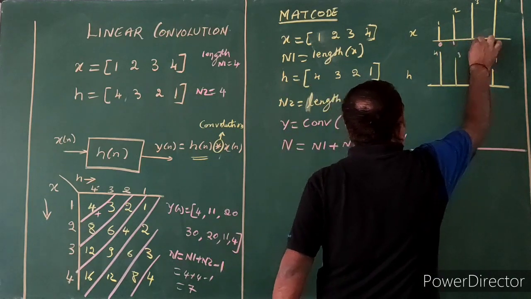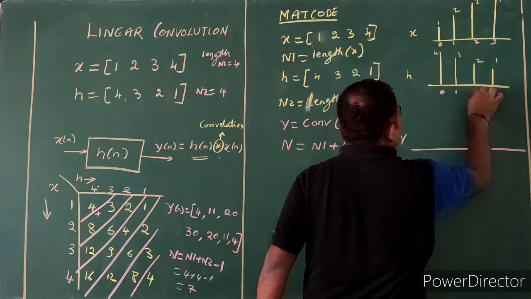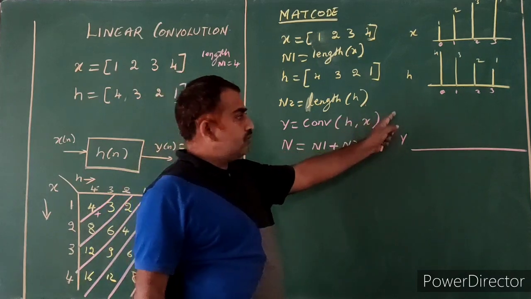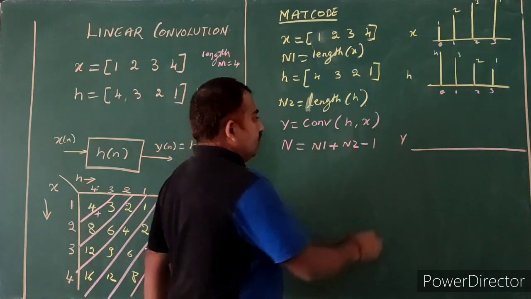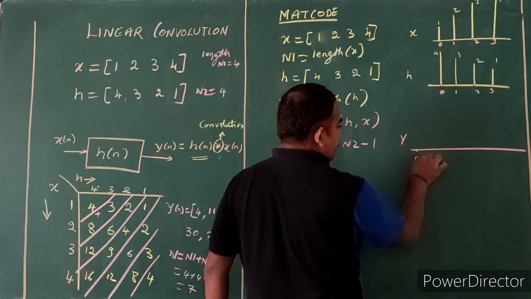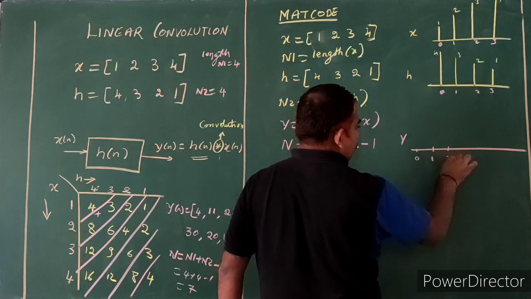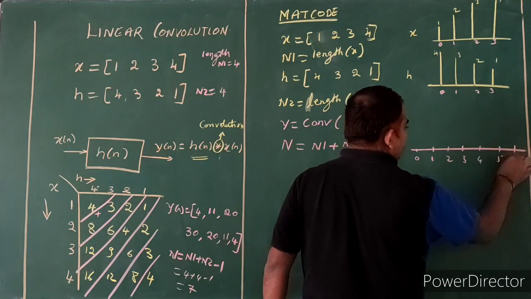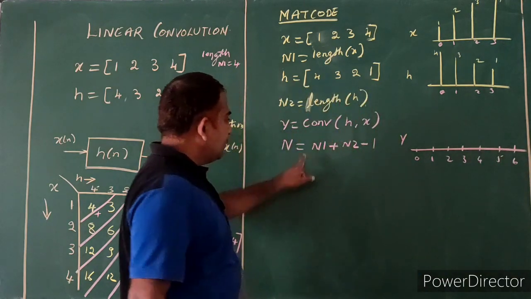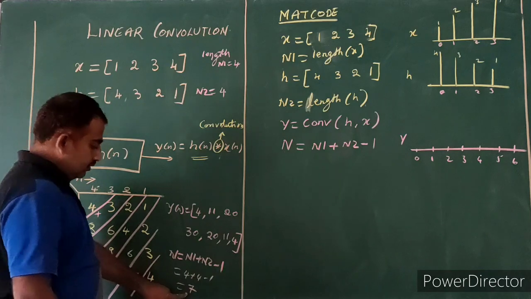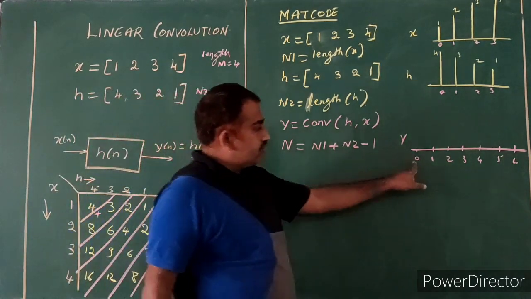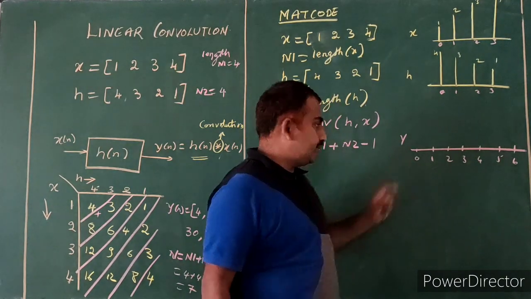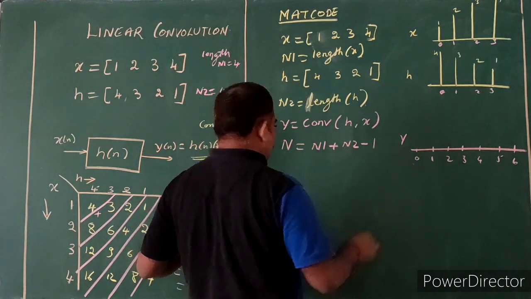So it is 0, 1, 2, 3, 0, 1, 2, 3. Because whatever the length is, it starts from index 0, so it will be n minus 1 there. For y, it starts with 0, 1, 2, 3, 4, 5, 6. What is the length that you have got there? 7. So 7, 0, 1, 2, 3, 4, 5, 6. Totally 7.